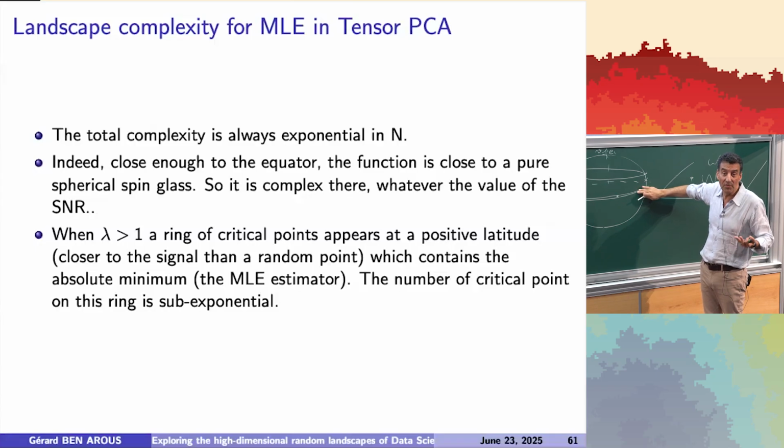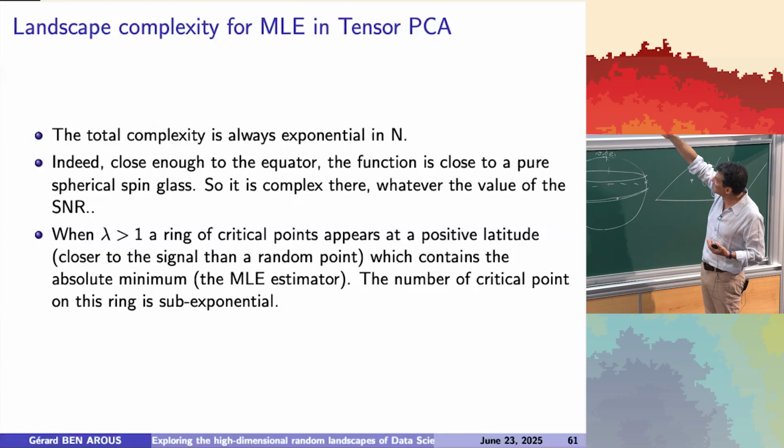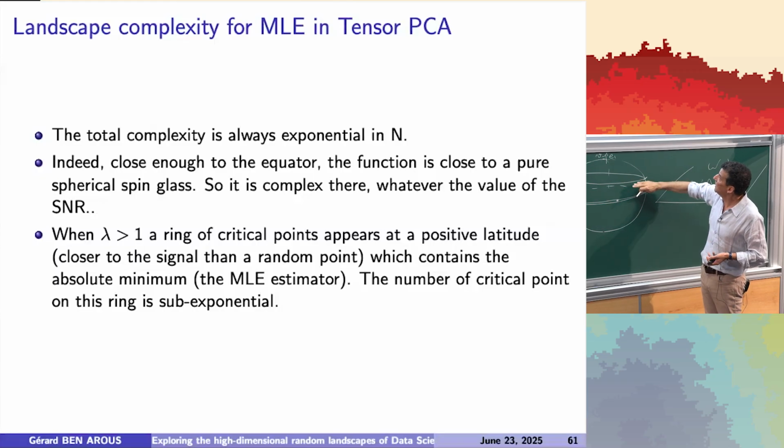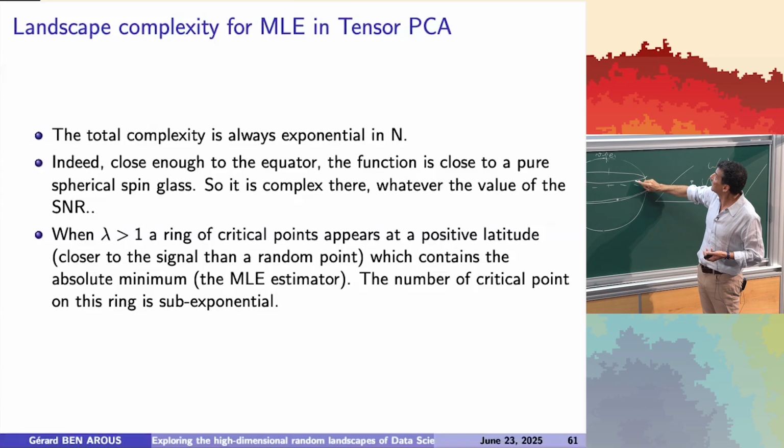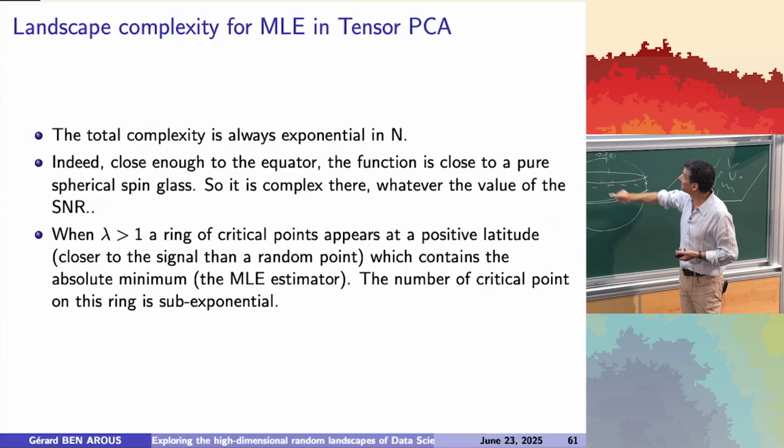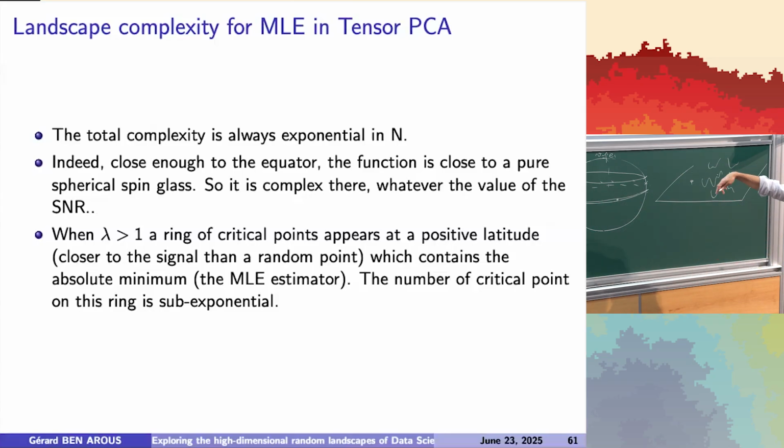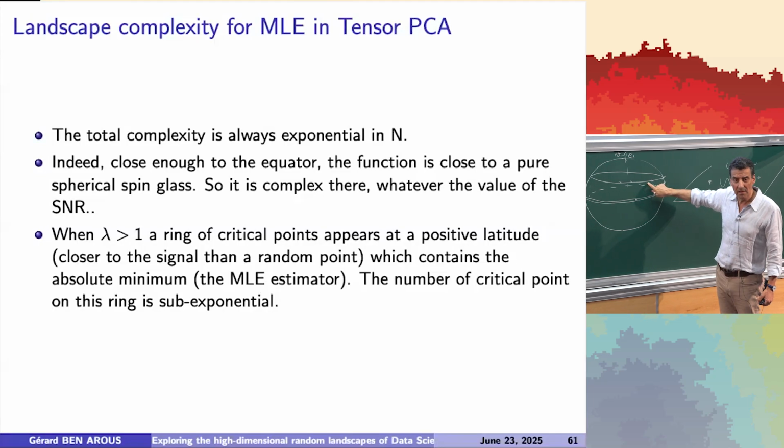So your function sees nothing related to your signal. When lambda is larger than a constant, which is 1 here, you see a ring of critical points appearing at a positive latitude. So here, you would have critical points here. And of course, along those critical points, you would have the global minimum, which is your estimator, the maximum likelihood estimator. The number of critical points in this ring is not exponential, right? The exponential complexity is 0. You can compute everything, okay? Here you have exponentially many. Here you may have polynomially many, okay?